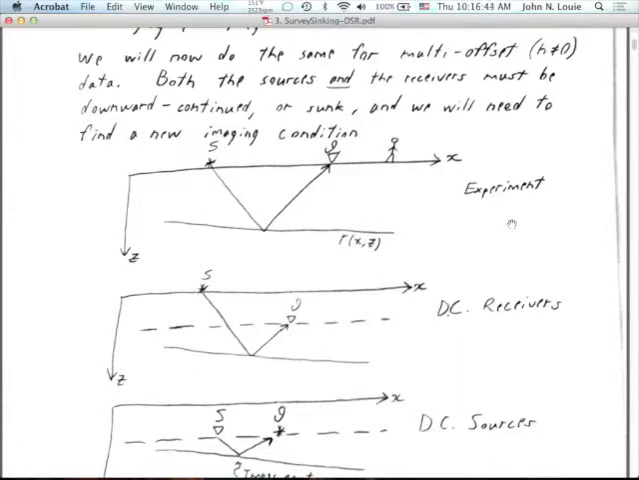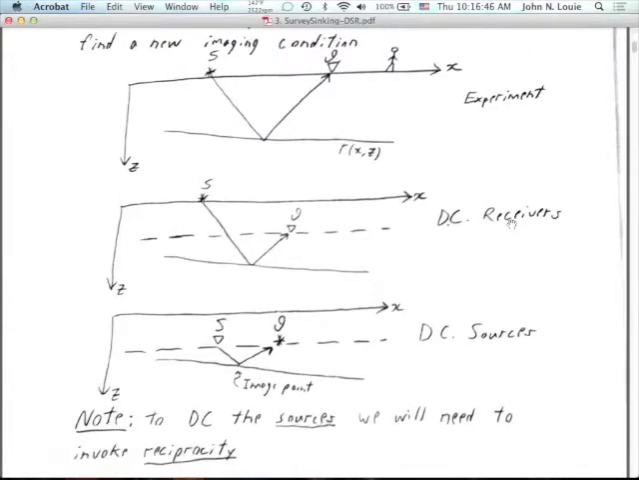All right, and let's see what the imaging condition is that results. So the actual experiment is here at the top. These are all three cross sections, right? You see x and z, and so here's our actual experiment. We've got some reflectivity down here. I've made it almost flat just for simplicity. And there's our source at or near the surface, and there's our receiver at or near the surface. So that's our physical experiment.